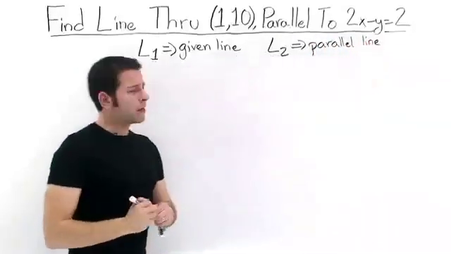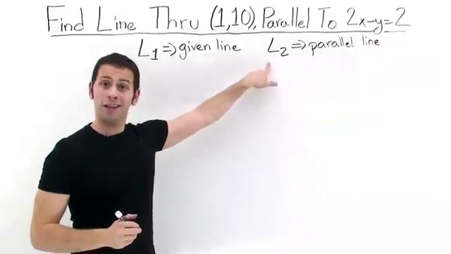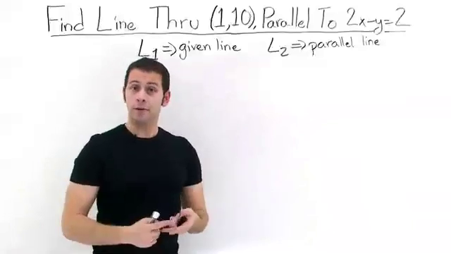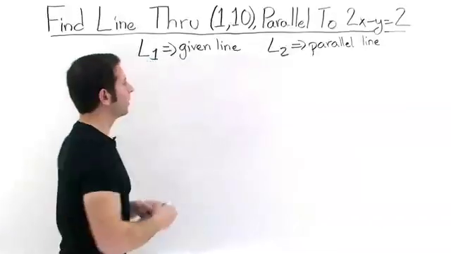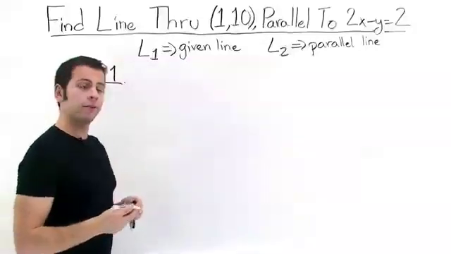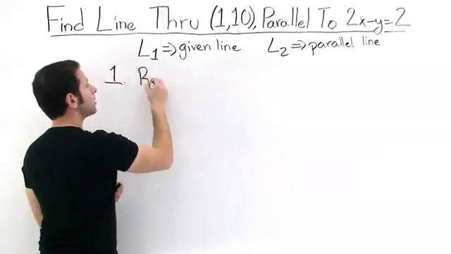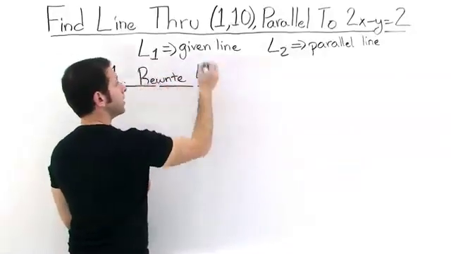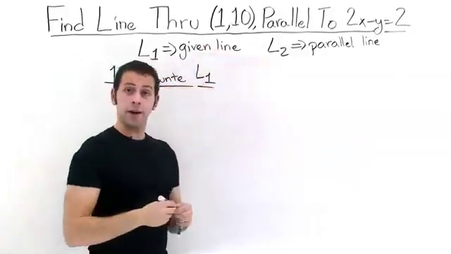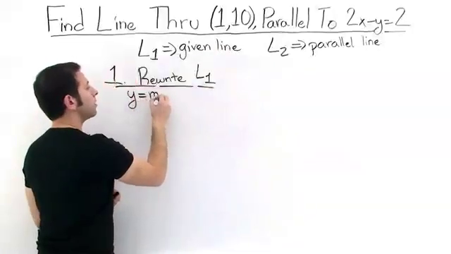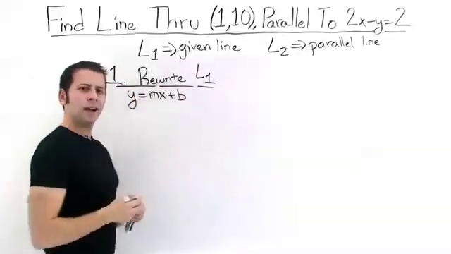Okay, so because we need to figure out the equation of a line, we're going to need to figure out the parallel line's slope and the intercept, because we're looking for the slope-intercept form. To help us do that, we have to base it off of the line that we're given. So a good first step is to rewrite our L1 line, the 2x minus y equals 2 line, in slope-intercept form. So we want to make it look like this, y equals mx plus b. Now, how do we do that?